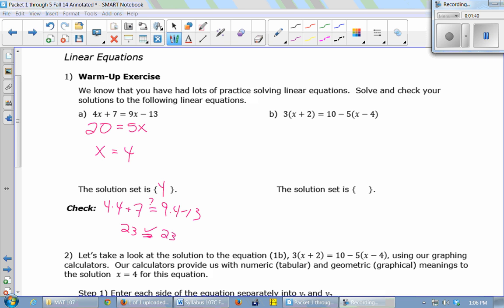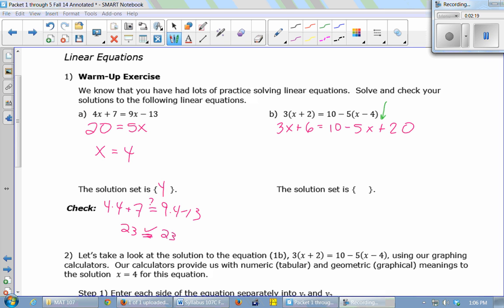Okay, so B is a little bit trickier because we have some parentheses to deal with. So we distribute first. So I have 3x plus 6. And then I have 10, and I'm going to distribute a negative 5 here. I'm going to distribute the negative sign with the 5. So a negative sign or a subtraction sign is always glued to the thing that comes right after it. So this is a negative 5. Distribute it, and I get negative 5x plus 20. So that's a super common mistake, to not change that to a plus.